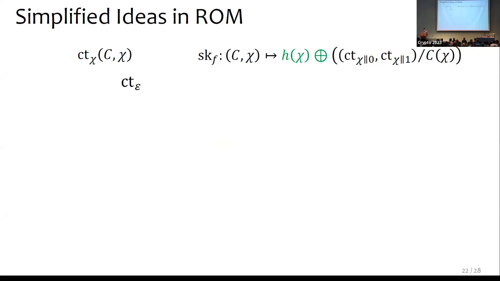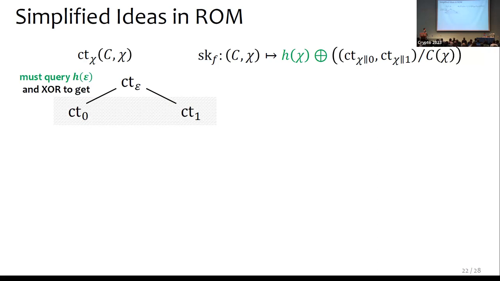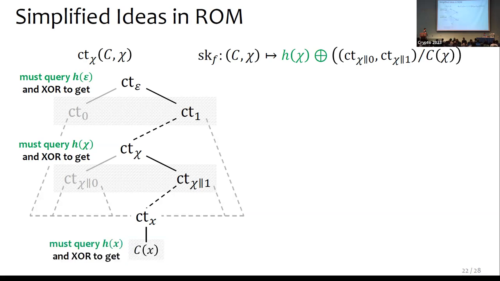So suppose now the function doesn't give you the expanded ciphertext or the evaluation result directly, but it will one-time pad the result using an output of the random oracle. Then the evaluation will first give you a one-time padded version of the ciphertext, and then you have to query the random oracle to remove the one-time pad. Then you continue this procedure. At any intermediate stage, you will have to query the random oracle on chi to be able to make sense of the decryption result. And then eventually you will have to query the random oracle on x for which you want to evaluate the circuit.